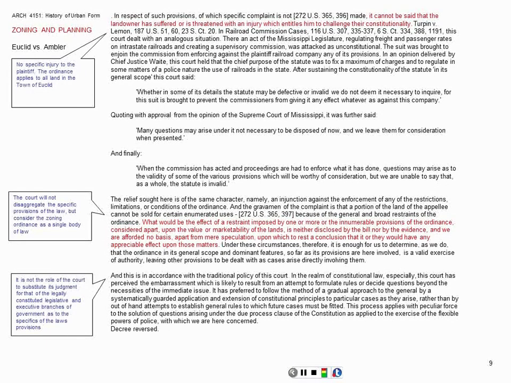They don't like to substitute their judgment for that. And that became important in this particular case because they said, we're not going to get into the specifics of this. What we are going to do is to consider whether or not it is in fact a violation of the Fifth and the 14th Amendments arising under the Due Process Clause of the Constitution as applied to the exercise of the flexible powers of police with which we are here concerned. And they reversed the decision of the lower court, in this case the Supreme Court of the state of Ohio, and upheld the legality of zoning for the village of Euclid. And I think it was actually then found to be a legal and valid exercise of constitutional police power.